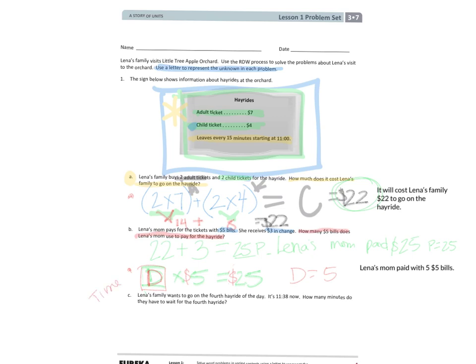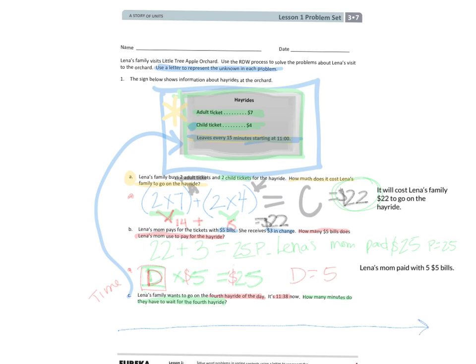So let's go ahead and see what we know. We know her family wants to go on the 4th hayride of the day. We know it's 11:38 right now. And what it wants us to find out is how many minutes do they have to wait for the 4th hayride. Now, do you think there's any other information that we need? Yeah, you're right. We need to know up here at our chart, I'll draw a little line up here, because we need to know that every hayride leaves 15 minutes starting at 11 o'clock. So now I'm going to draw a number line.